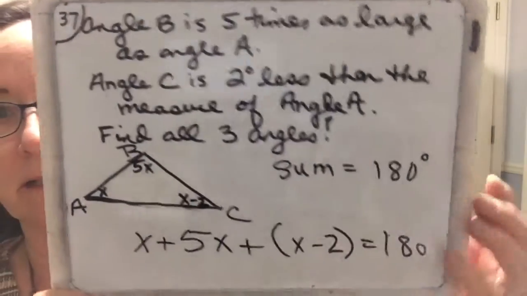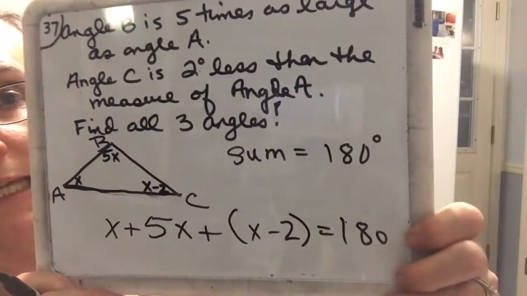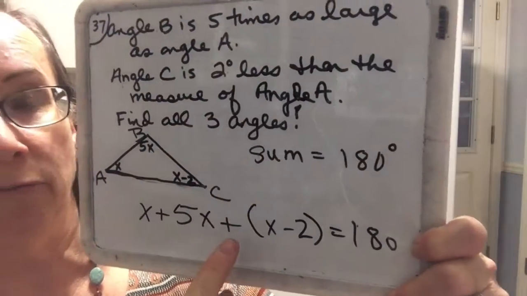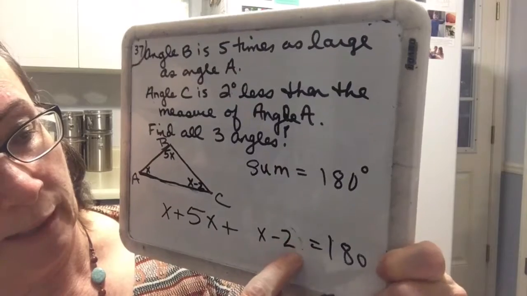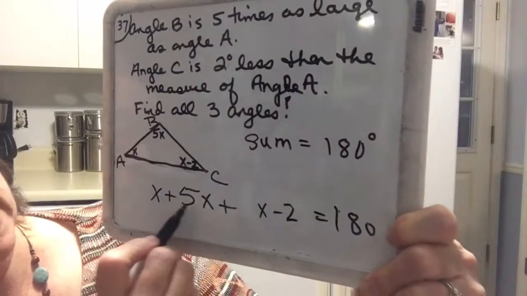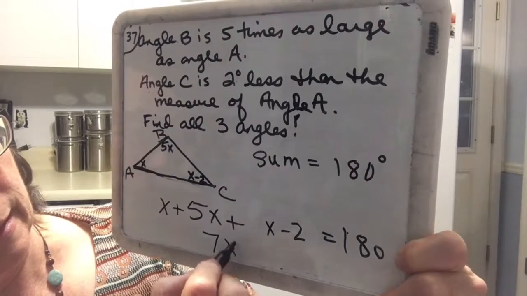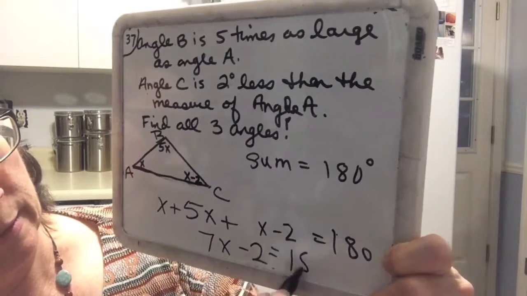Okay, so I have my little equation to solve down here. And I don't really need these parentheses. The reason I don't need these parentheses is there's nothing in front to distribute, so I'm just going to get rid of that. Okay, so I've got x plus 5x plus x, so that's 7x. Take away 2 is 180.